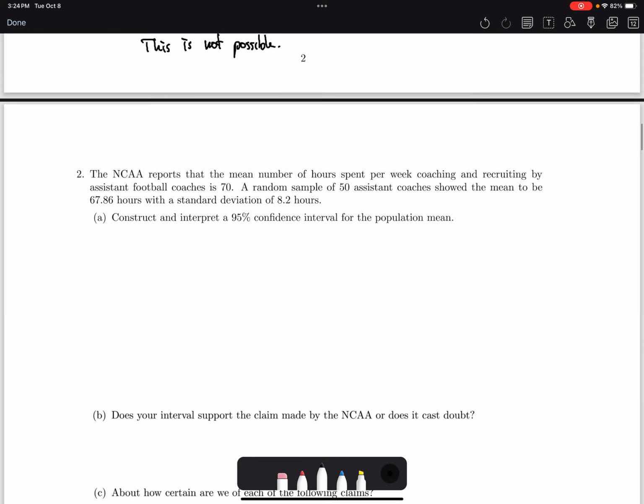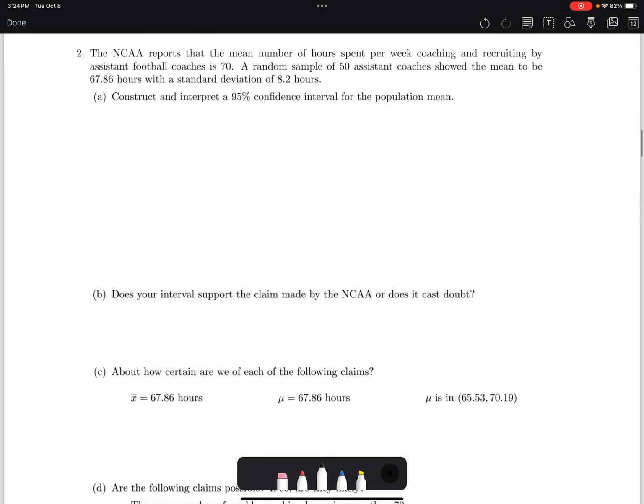Okay, let's do another one. So number 1 was an example of a confidence interval for the proportion. Let's do a confidence interval for the mean. This one says the NCAA reports that the mean number of hours spent per week coaching and recruiting by assistant football coaches is 70. A random sample of 50 assistant coaches showed the mean to be 67.86 hours with a standard deviation of 8.2 hours.